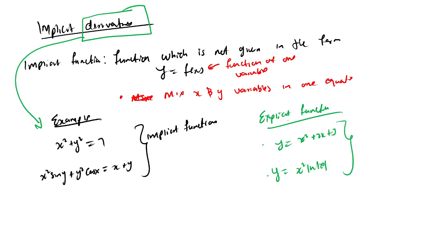You can see that explicit basically means that you're dealing with a function of one variable. However, when you talk about implicit function, we're dealing with a function which has both x and y in the same equation. So this is what we're going to do. But before we start with the example, I need to give you a quick summary of how to take the derivative of implicit function.